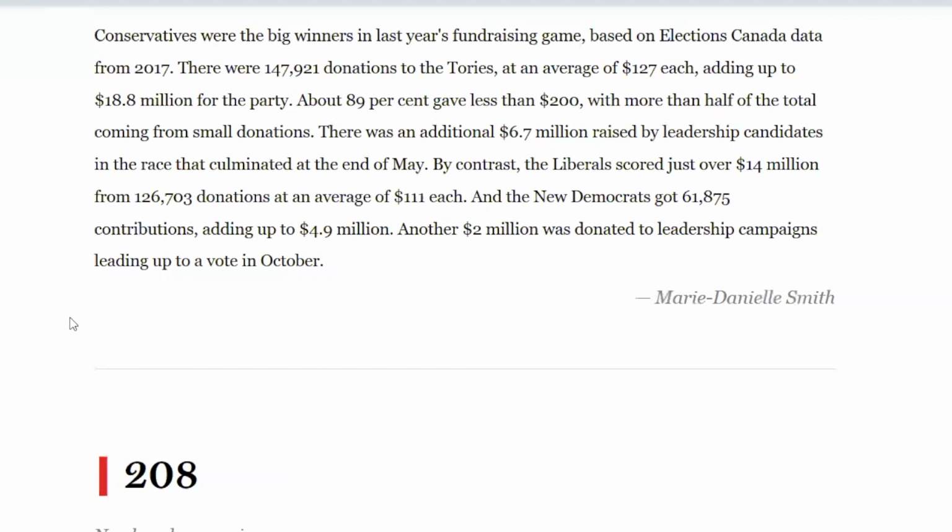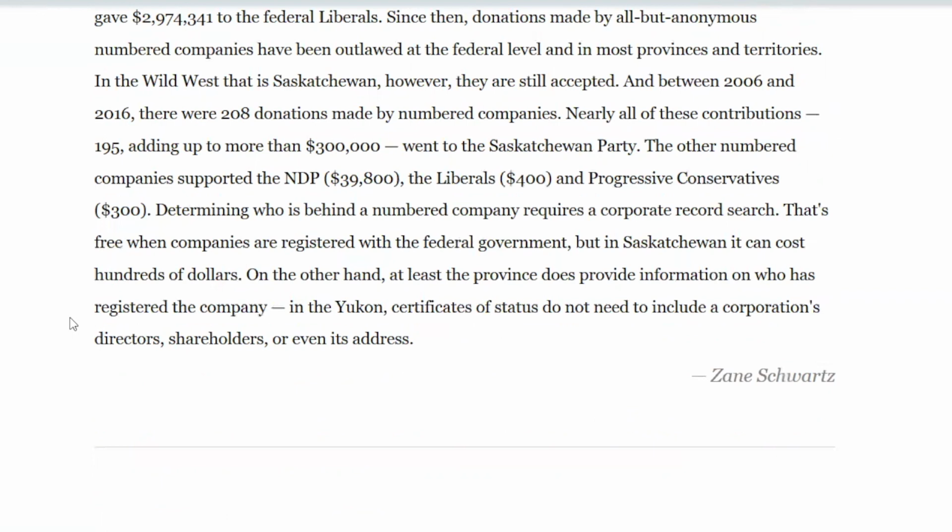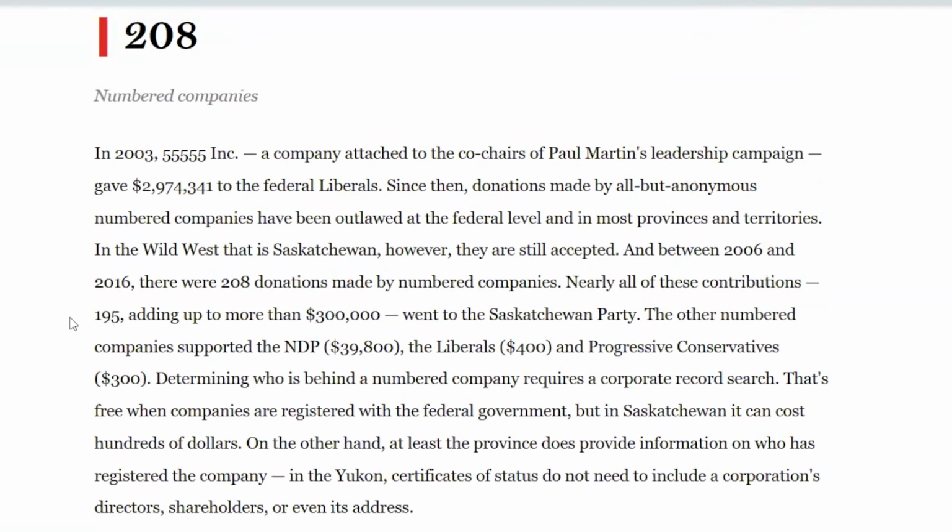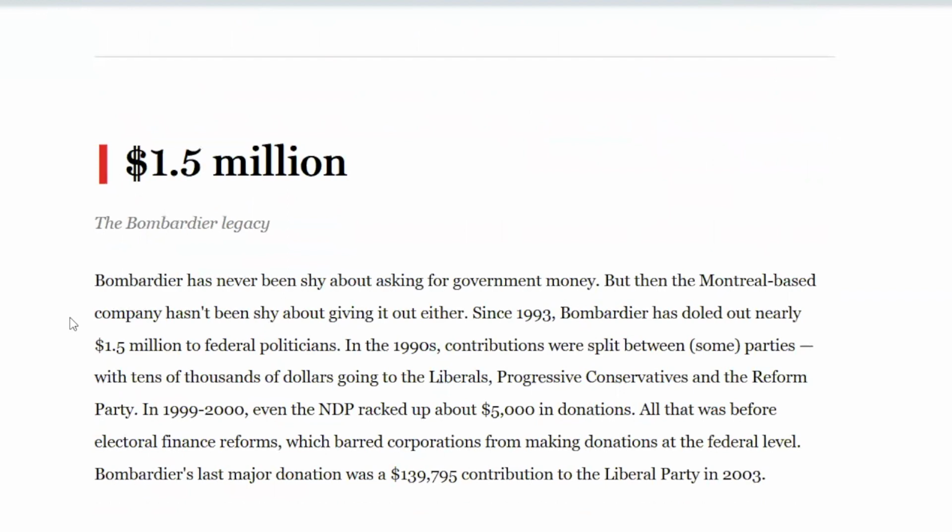We're looking at numbered companies. There are only a little over 200 numbered companies actually donating in Saskatchewan, but it's 3 million of 35 million. So about 10% of all money raised in Saskatchewan is coming through these anonymous vehicles. And Saskatchewan is really interesting because in the past two years, British Columbia, Ontario, Alberta, and New Brunswick have all severely capped the way fundraising works. None of those provinces allow corporate or union donations anymore, and they all have fairly strict caps.